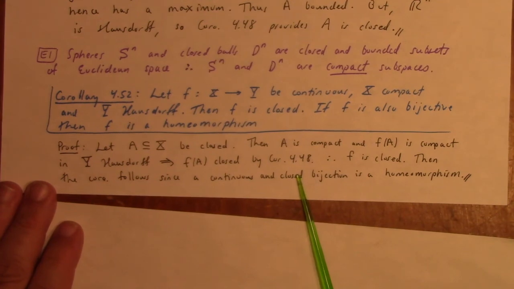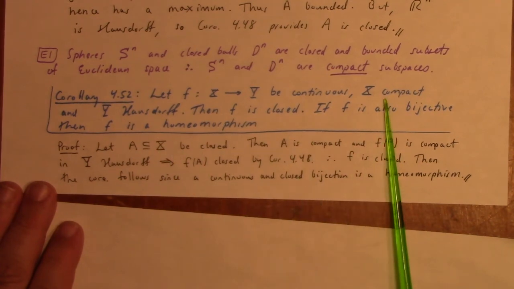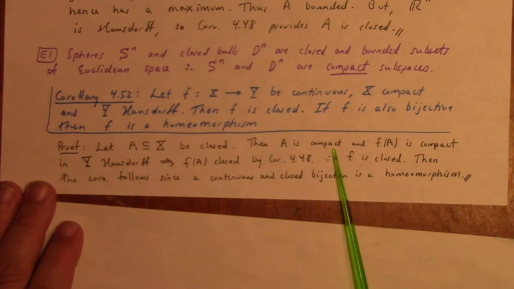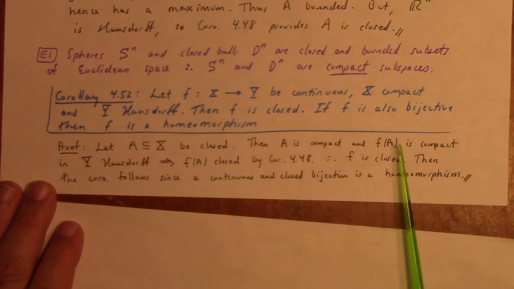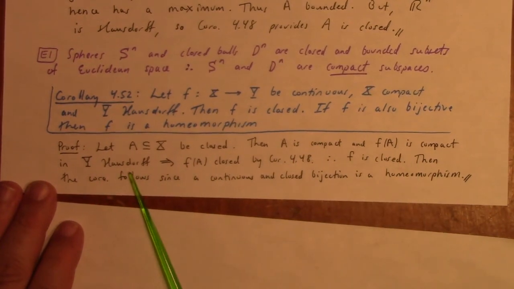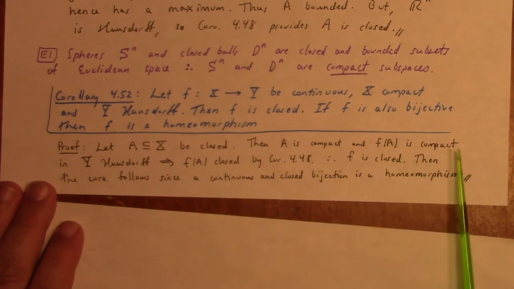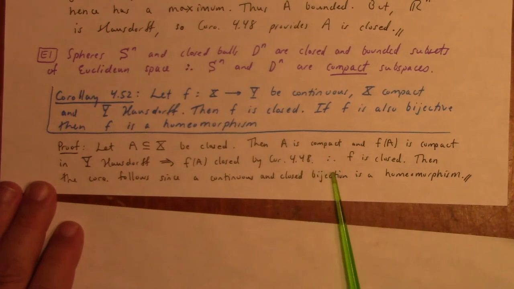Wait a second here. Starting with a closed subset, if you've got a closed subset of a compact space, it is compact. So that's how we get A is compact. But then the continuous image of a compact set is compact. And it's not just compact, it's compact in a Hausdorff space Y. But then if we have a compact subset of a Hausdorff space, that means it's a closed subspace by corollary 4.48. But we've just shown that the image of a closed set is closed, therefore f is a closed map. And then the corollary follows, since a continuous and closed bijection is a homeomorphism.